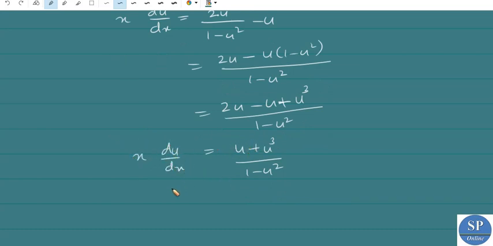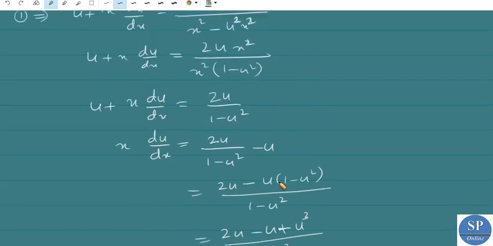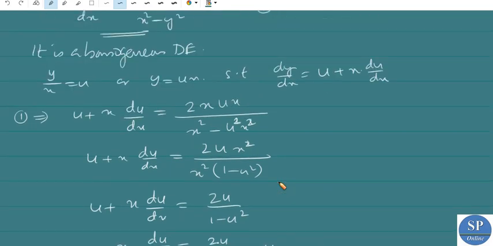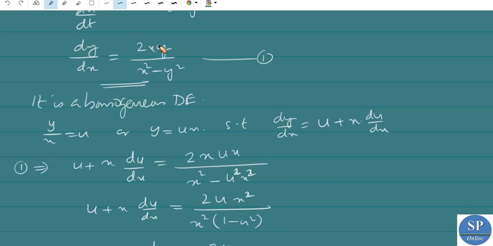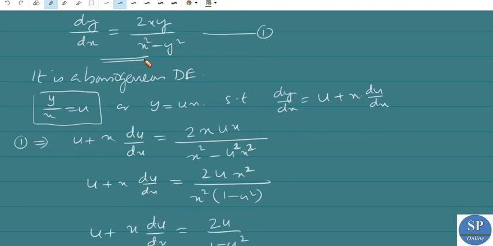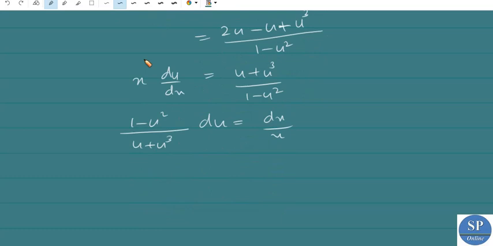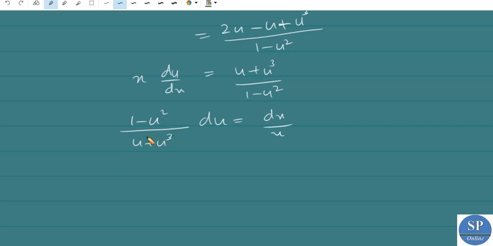Now separating the variables, we can write 1 minus u square divided by u plus u cube into du equal to dx by x. So actually here our equation was dy by dx equal to 2xy divided by x square minus y square. To solve this differential equation, we put y by x equal to u, or y equal to ux, and we converted this equation into a variable separable equation. Now this is separable in x and u, so we have to integrate on both sides.